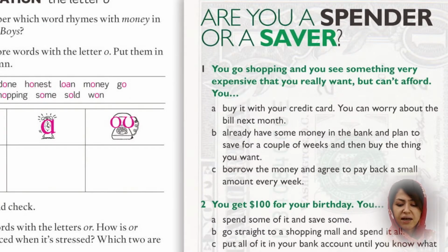Are you a spender or a saver? You go shopping and you see something very expensive. Expensive is opposite of cheap, that you really want but can't afford. You don't have money to pay for it. Can't afford. You, A, buy it with your credit card. You can worry about the bill next month. B, already have some money in bank and plan to save for a couple of weeks and then buy the thing you want. C, borrow the money and agree to pay back a small amount every week. So, which one is true for you?